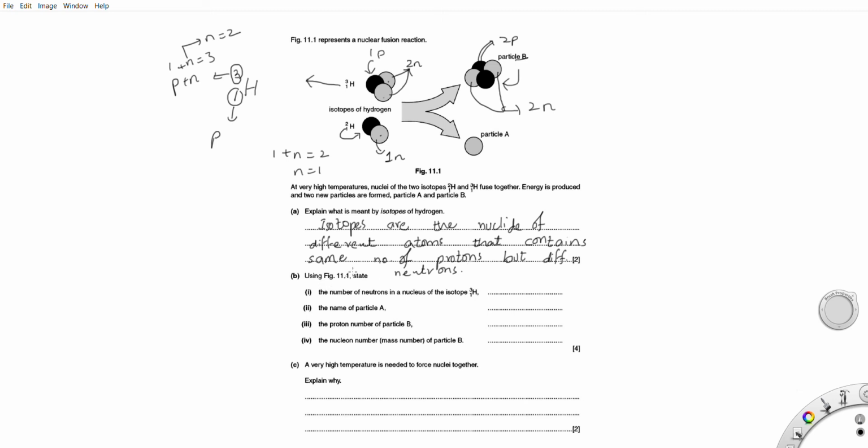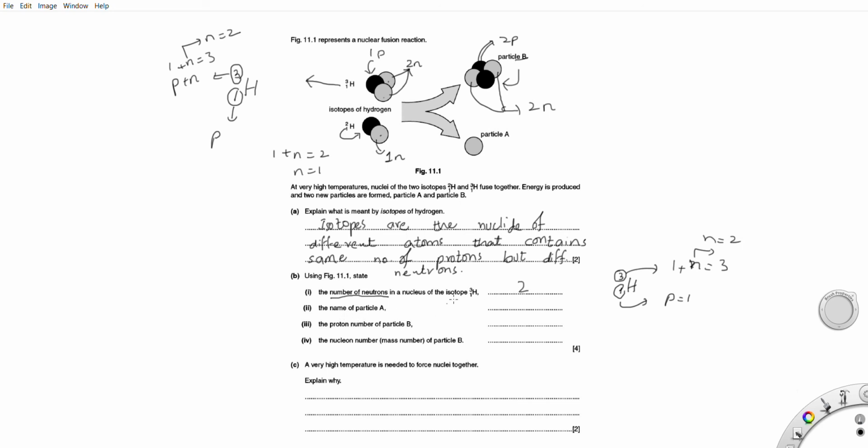Now, using figure 11.1, state the number of neutrons in a nucleus of the isotope 1H3. If I am having 1H3, I need to answer the number of neutrons, so I can underline this. This represents the number of protons, that is one proton, and this represents the number of nucleons. So 1 plus n equals 3. That means n would be 2. So I can write this as 2.